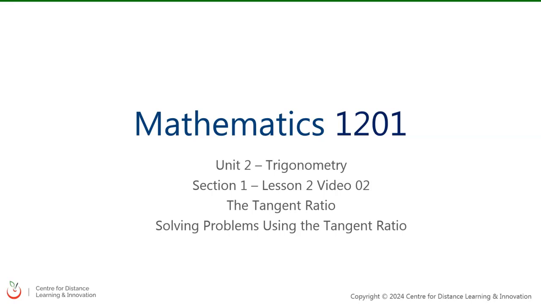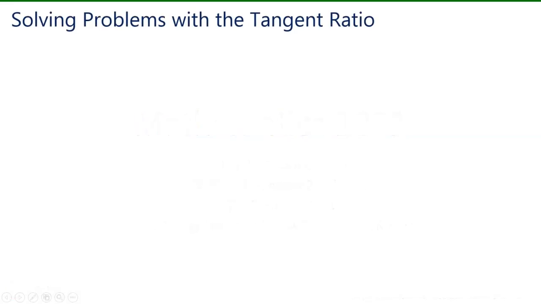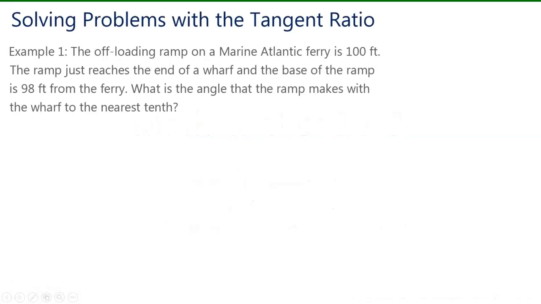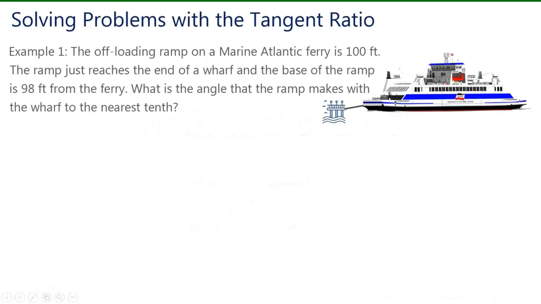In this video, we will be solving problems using the tangent ratio. Here's example 1. The offloading ramp on a marine Atlantic ferry is 100 feet. The ramp just reaches the end of a wharf and the base of the ramp is 98 feet from the ferry. What is the angle that the ramp makes with the wharf to the nearest tenth?